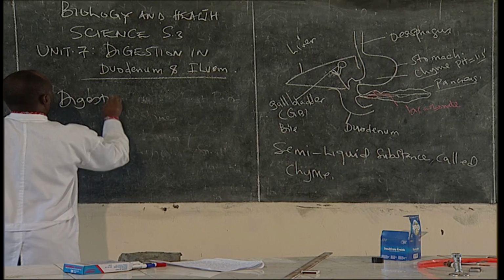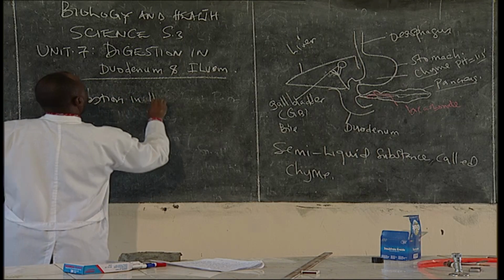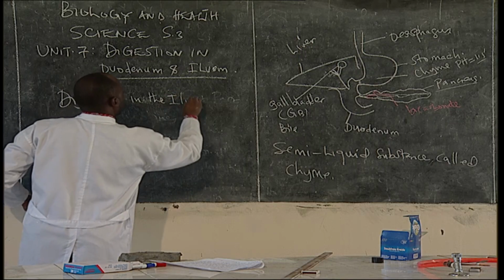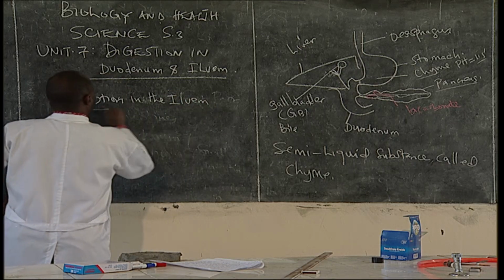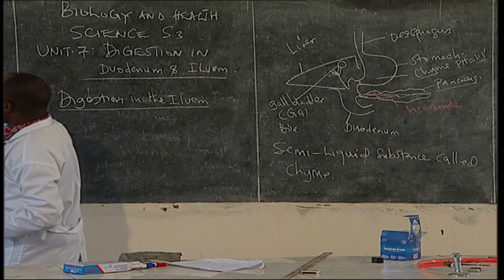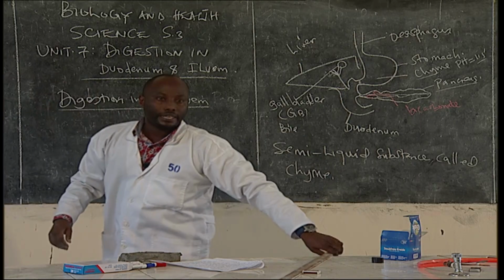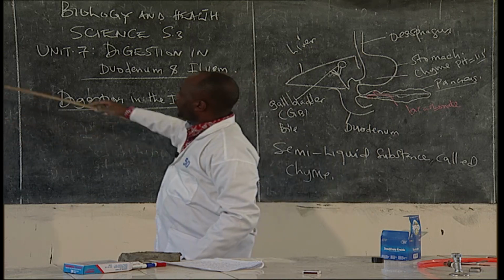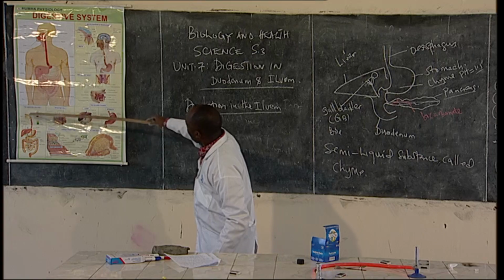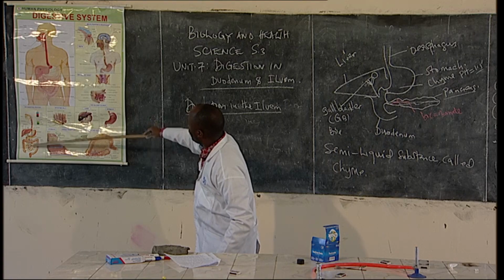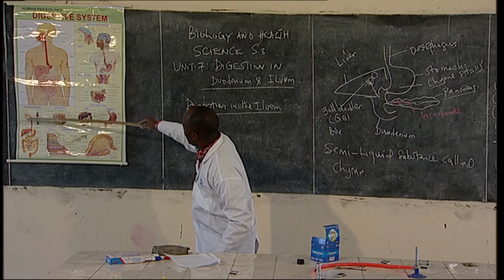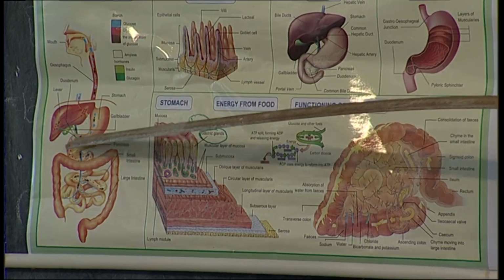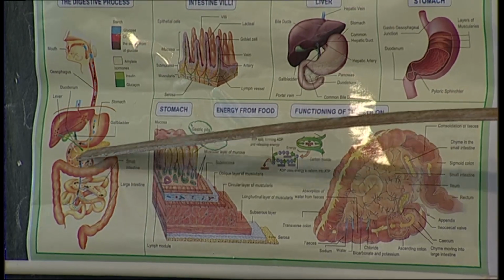Digestion in the ileum. Students, if I say digestion in the ileum, let's have the diagram here. I will try to show you where the ileum is located. This diagram shows the structure of the alimentary canal. We have the mouth, stomach, and the first part of the small intestine, the duodenum.